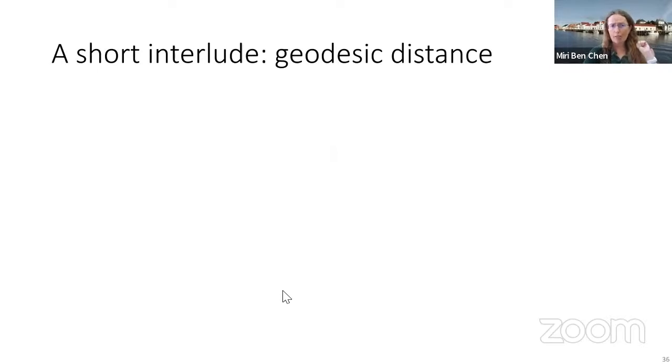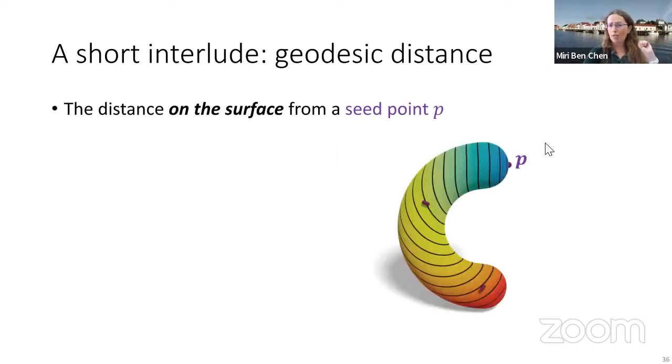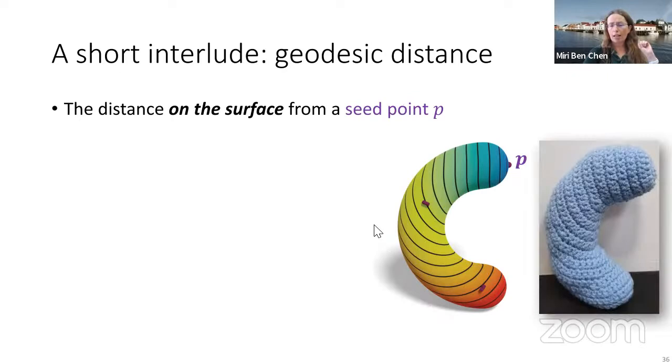Just briefly, geodesic distance is the distance on the surface from a seed point P. And when you actually use this distance to generate knitting instructions and you knit it, you see that the resulting rows of the knitting follow exactly the geodesic isolines that you draw on the surface. On the left is a rendering and on the right is a picture of a real knitted object, for example.